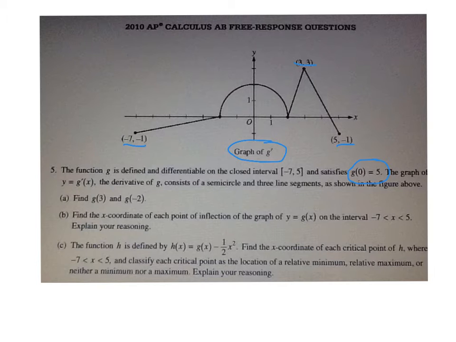We're going to find g of 3, g of negative 2. We want to find all the points of inflection. And finally, we're also going to work with h, a combination of g and a new function, 1/2 x squared, and find those critical points, relative maximums and minimums. Okay, so let's get started.